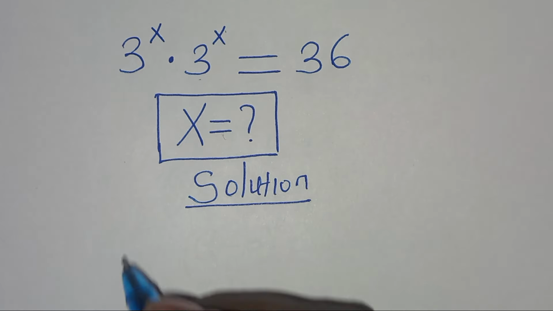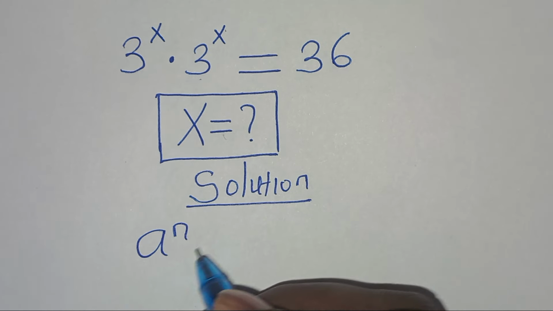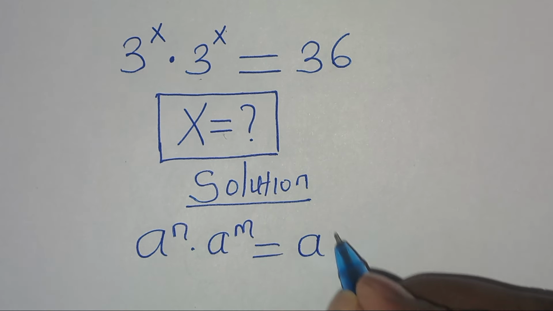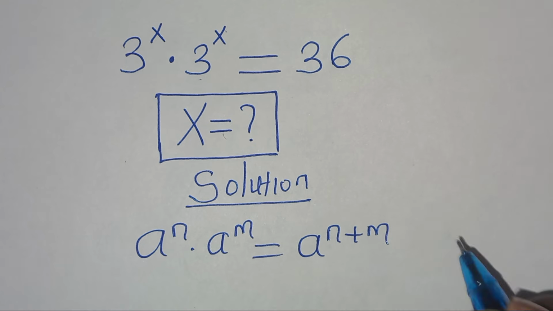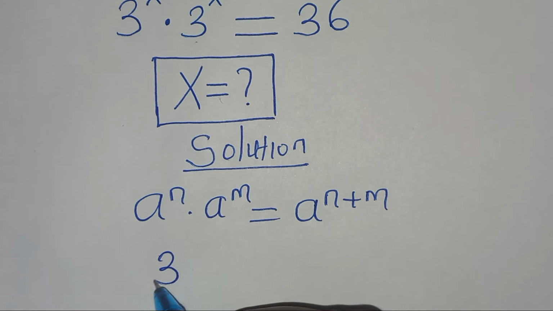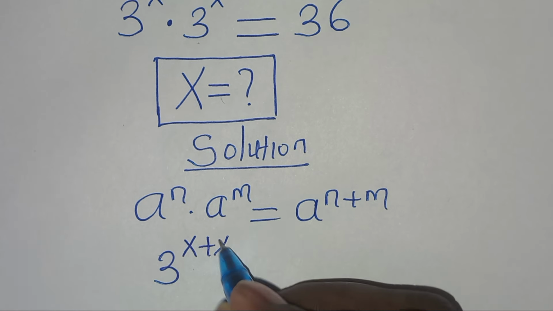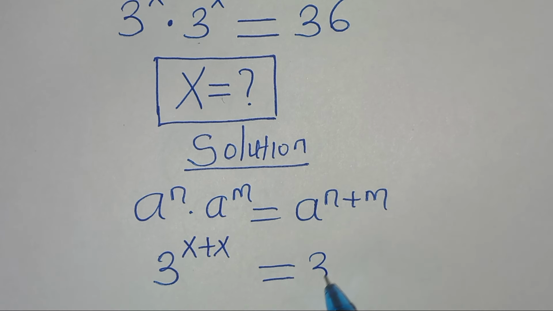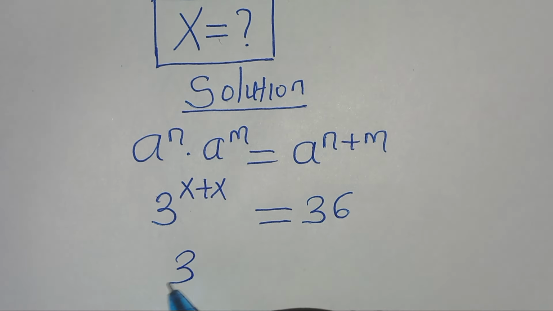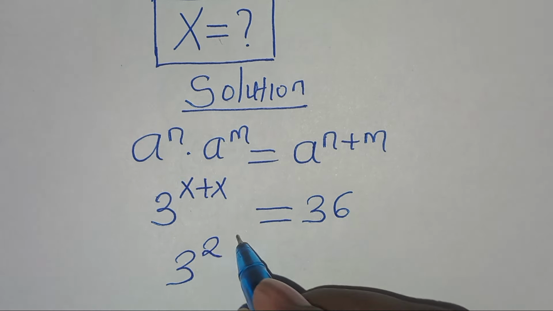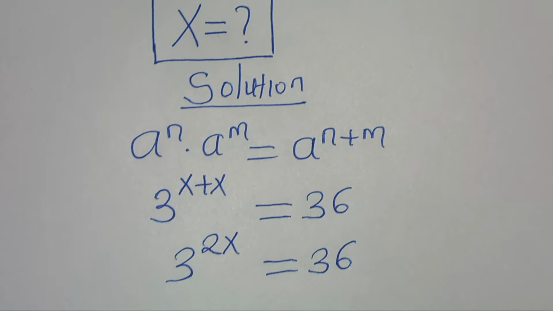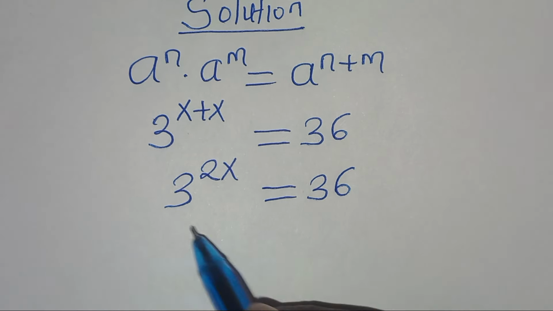This exponential equation is of the form a to the power of n times a to the power of m, which we can express as a to the power of n plus m. Applying this exponent property, then we have 3 to the power of x plus x. This is equal to 36. So this is 3 to the power of x plus x. This is 2x, and this is equal to 36. Now, 3 to the power of 2x.